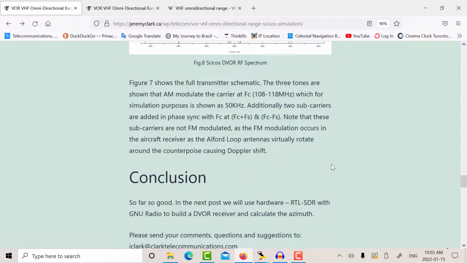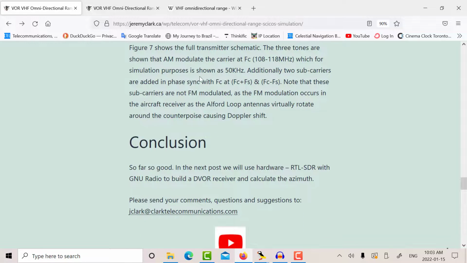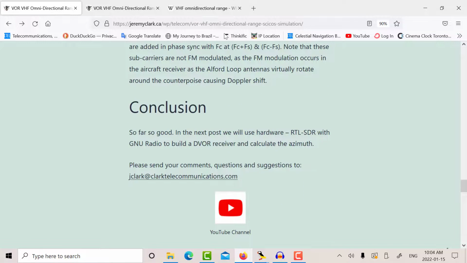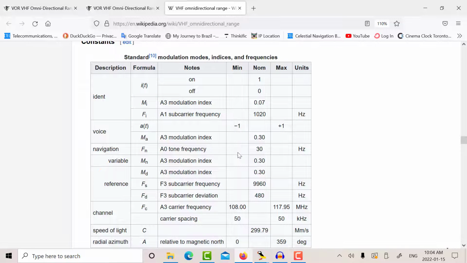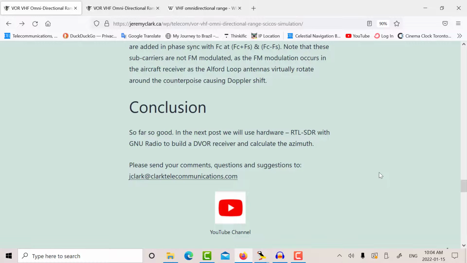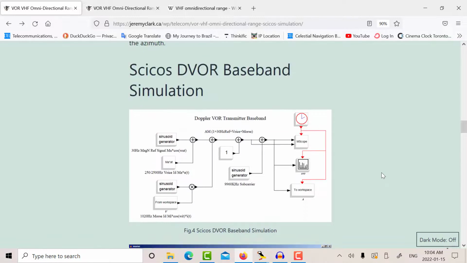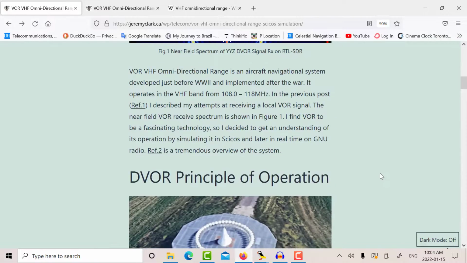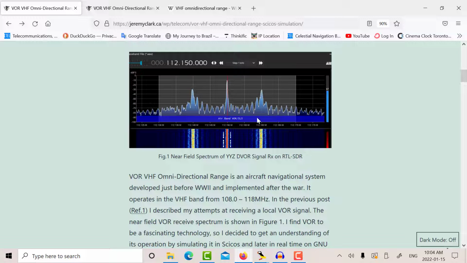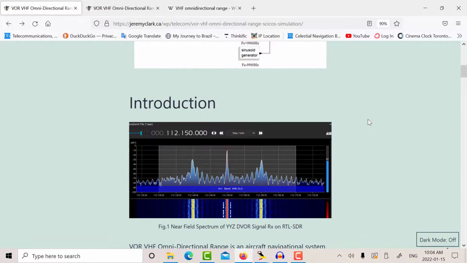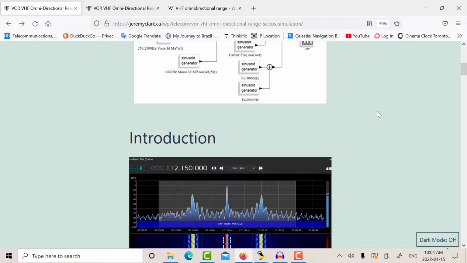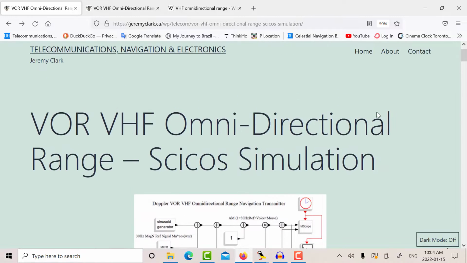So that's the Scicos simulation. How accurate that is, I don't know whether I've made some mistakes in there, because I'm basically taking my data from the Wikipedia page. But in the next video, in the next post, we're going to actually build a receiver. So we're going to see how accurate this is. I think it's fairly close, because if you look at the actual signal capture here, you can see all the various elements. Although this is near field, so I'm not too sure if all these peaks here are just because we're too close to the transmitter. Anyways, we'll wait till the next post when we do the receiver.